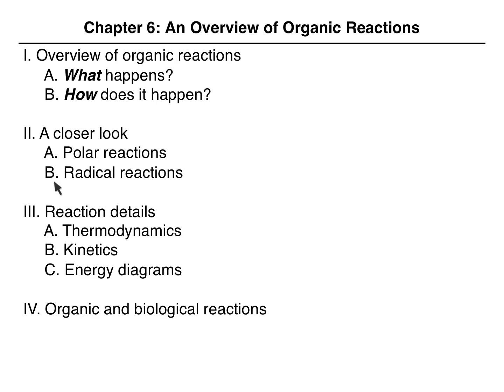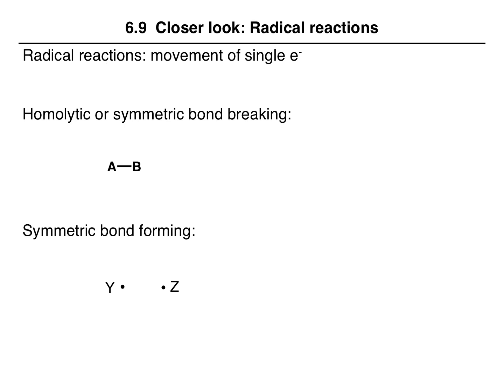In this video, we'll be taking a closer look at radical reactions. With radical reactions, we're talking about the movement of single electrons. And so we represent this using a single barbed arrow. So we just have the one barb, not the two barbs, because only one electron is moving. So radical reactions involve homolytic or symmetric bond breaking.